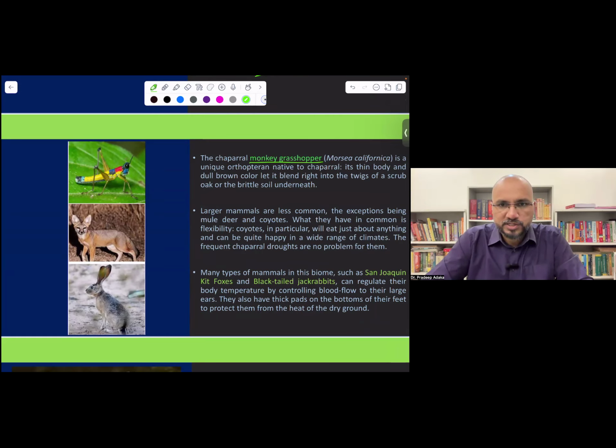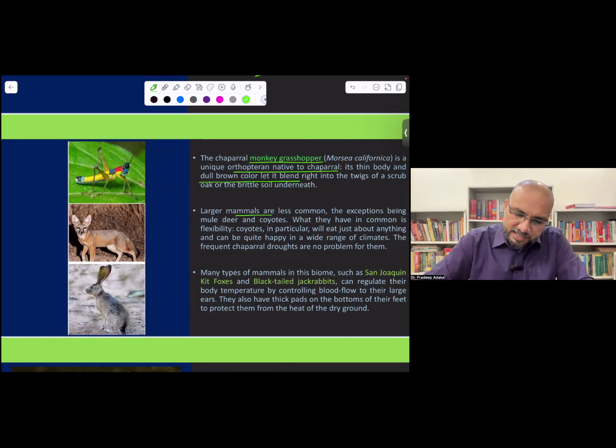Okay. So Morsia californica is a unique orthopteran native to the chaparral biome. Because of its dull brown color, it can easily blend into the twigs of scrub oak, your chaparral. It can blend into the leaves and camouflage, so it can hide so that other animals cannot eat it.